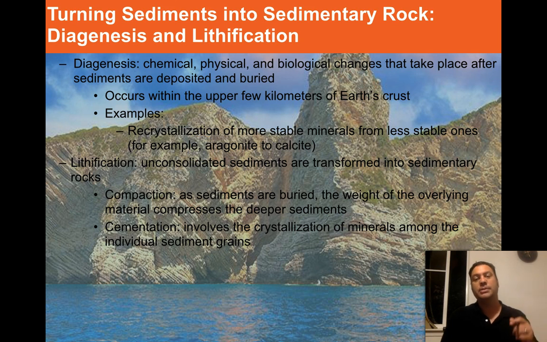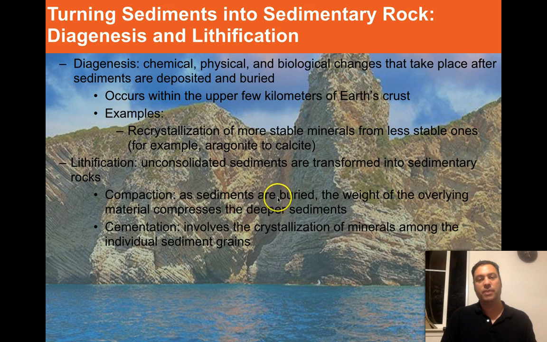Aragonite is that unstable polymorph that a lot of abalones and things like that like to make their shells out of because it's a little bit harder. But it's not stable, so when the animal dies, it'll alter over to calcite. Lithification is the process whereby unconsolidated sediments are transformed into sedimentary rocks. So this is a little different, even though it's a part of diagenesis.